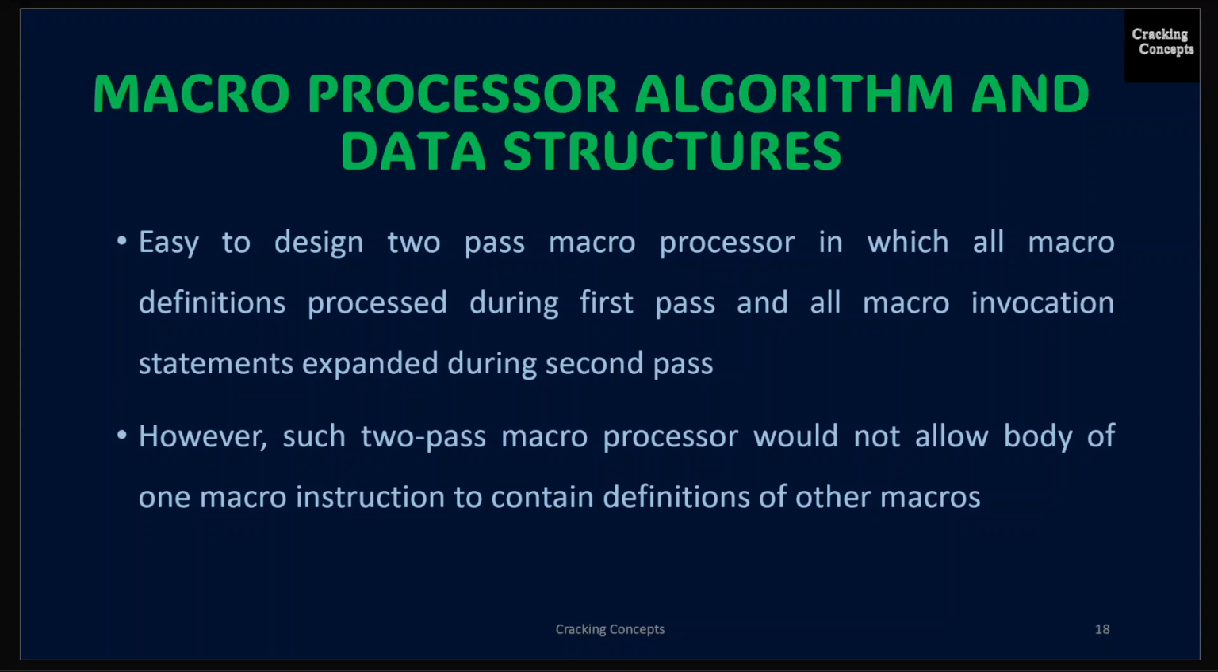Now we look into macroprocessor algorithm and data structures. It is easy to design a two-pass macroprocessor in which all the macro definitions are processed during the first pass and all macro invocation statements are expanded during the second pass. However, such a two-pass macroprocessor would not allow the body of one macro instruction to contain definitions of other macros, because all macros would have to be defined during the first pass before any macro invocations are expanded.